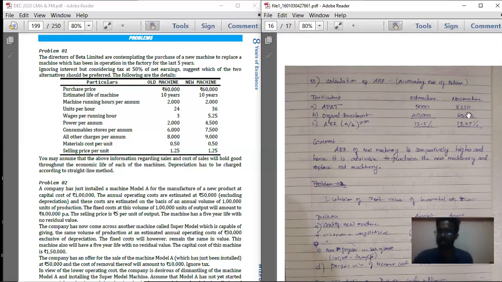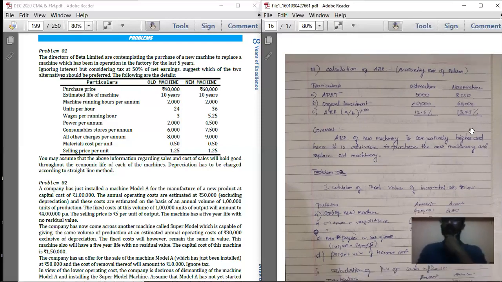And calculate for new machine: 8,250 divided by 60,000 into 100. You are getting 13.75%. In respect of new machine record 13.75%. So that is the accounting rate of return for both the machines: old machine 12.5, new machine 13.75. So under new machine, your accounting rate of return is higher, so it should be acceptable.